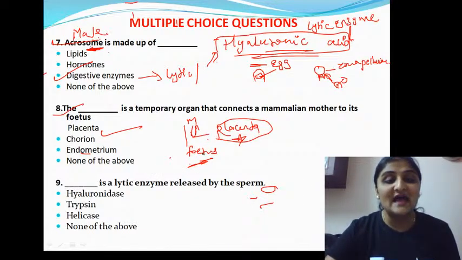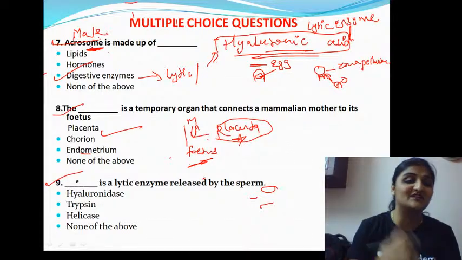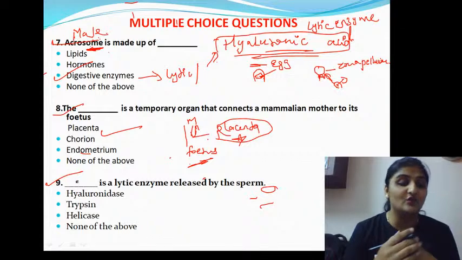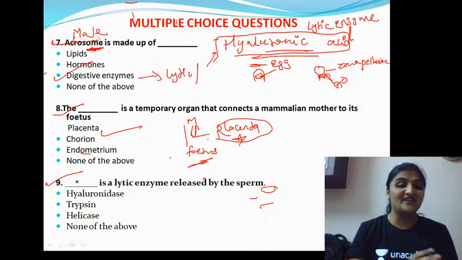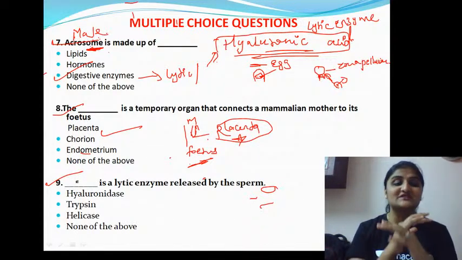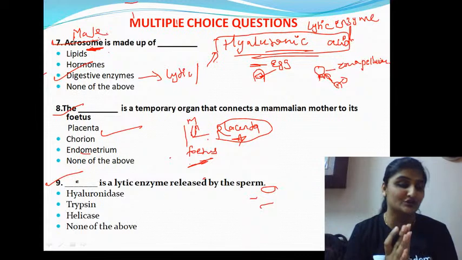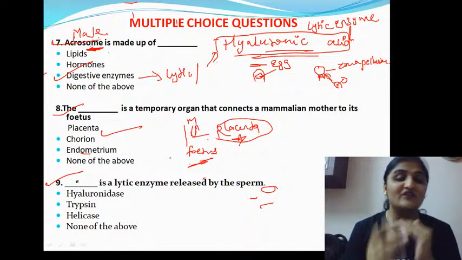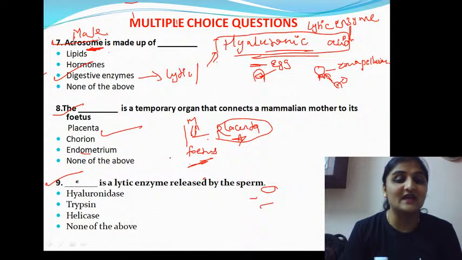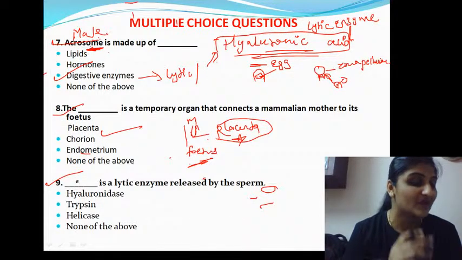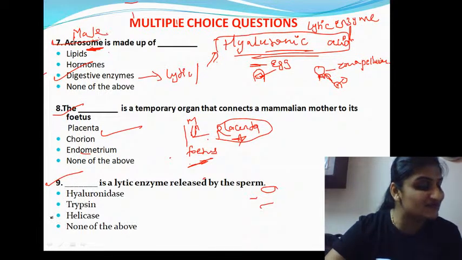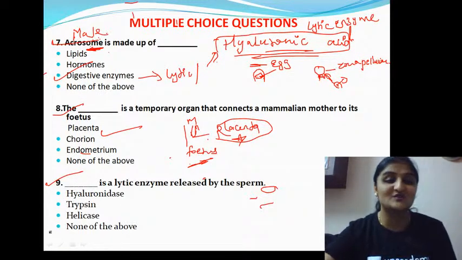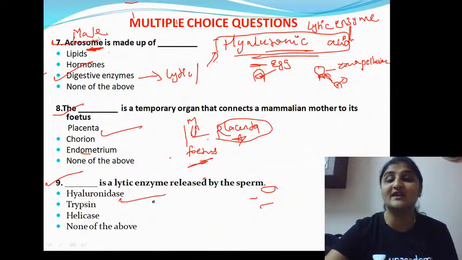Next one. Dash is a lytic enzyme released by the sperm. Now this I have already told, but quickly come up with the answers. I have told you the acid name, but which is the enzyme? Very important. I have given questions from all the sections because this topic is huge. I can't take much in 1 hour, but I've tried my best to take all the important questions. Great, all my students are getting in with the right answer, and that is hyaluronidase enzyme.